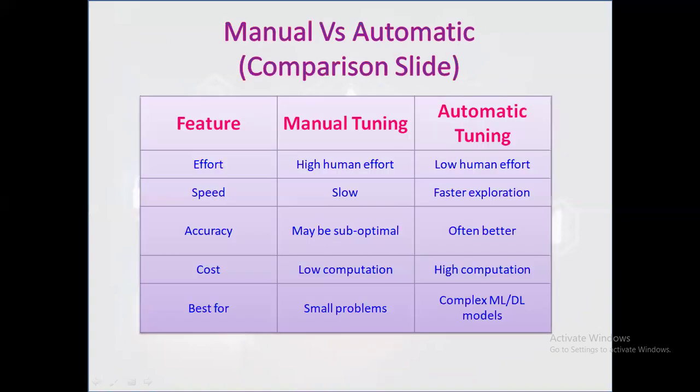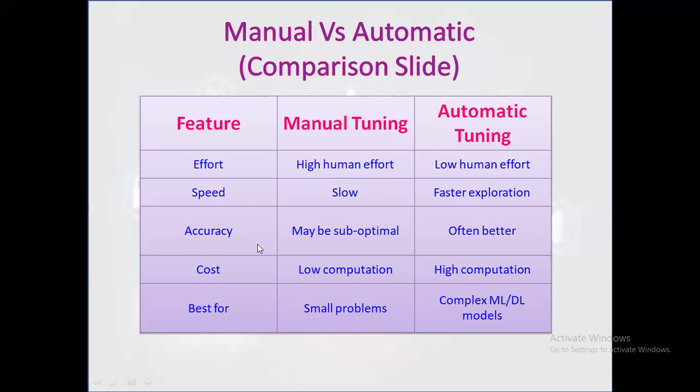Next, the comparison between manual and automatic tuning. The first feature is effort. Here, that is high versus low. Manual tuning requires continuous human involvement, whereas automatic tuning runs largely on its own once configured. The speed, if you are comparing slow versus faster: manual tuning progresses slowly due to sequential experimentation, while the automatic method tests multiple combinations quickly.